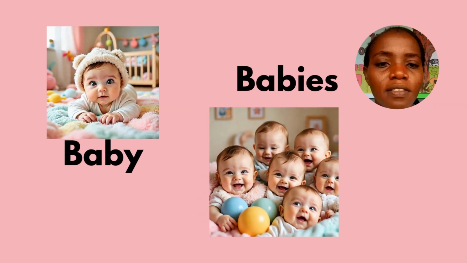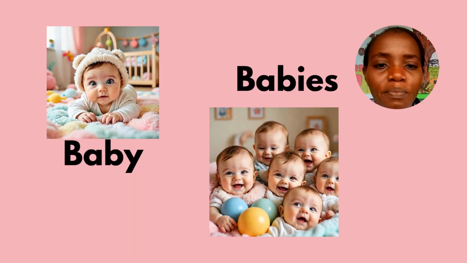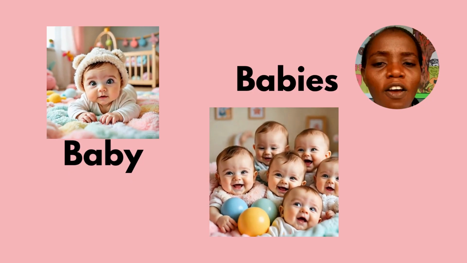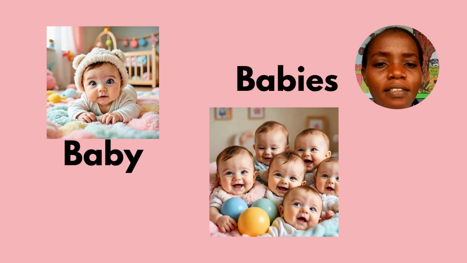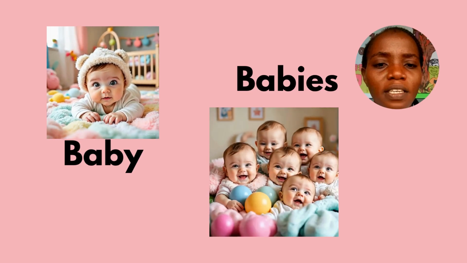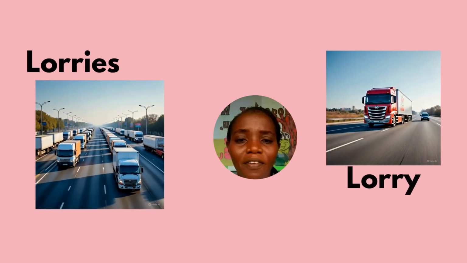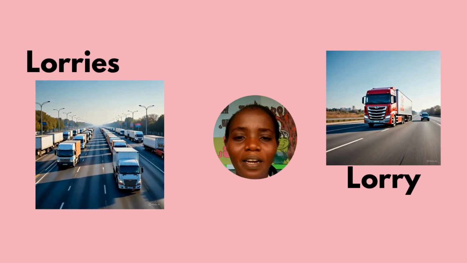The first example of a word ending with y that I have here is baby, B-A-B-Y, baby. And to form the plural of baby, you change y to i and add es. So the plural of baby is babies. I have yet another example, which is lorry, and the plural of lorry is lorries.